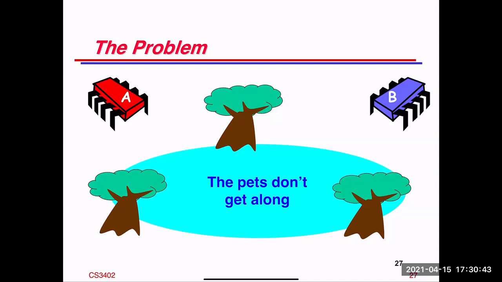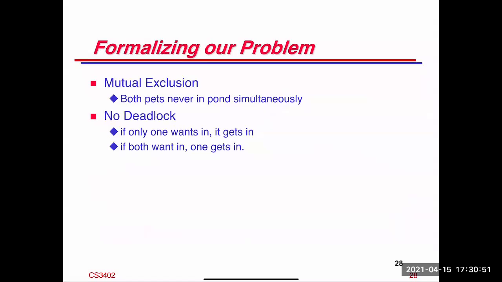So what kind of protocol do we need here to avoid these pets being in the pond at the same time? To formalize this problem, what we want to solve is mutual exclusion. We want to avoid that both pets are in the pond at the same time. That's the mutual exclusion property: only a single pet should ever be in the pond at the same time. We also want to ensure no deadlock. If only one pet wants to get in, then it will get in, and if both want to get in, one of them will get in.